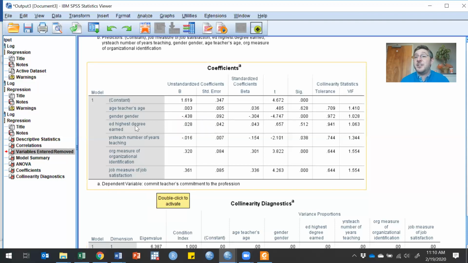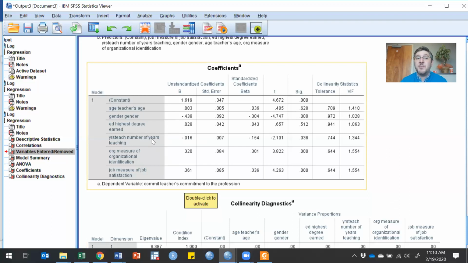Highest degree earned here, we're treating as if it was a continuous variable. And it's saying that there's no relationship. So as you increase in the type of degree you have, going from associate, bachelor's, master's, to doctoral degree, it doesn't have an impact on your commitment to the profession. It might make more sense to dummy code these to see, well, do people with a master's degree have a higher commitment to the profession than those who just have a bachelor's degree? You'd have to get that from actually dummy coding this, and you'll do that in the assignment.